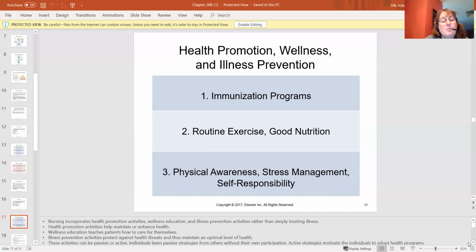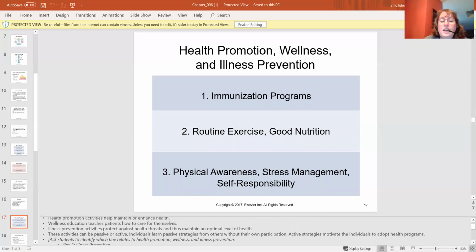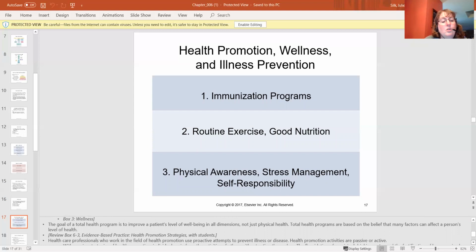These activities can be passive or active. Individuals learn passive strategies from others without their own participation. Active strategies motivate the individual to adopt health programs. The goal of the Total Health Program is to improve a patient's level of well-being in all dimensions, not just physical health. Total health programs are based on the belief that many factors can affect a person's level of health.